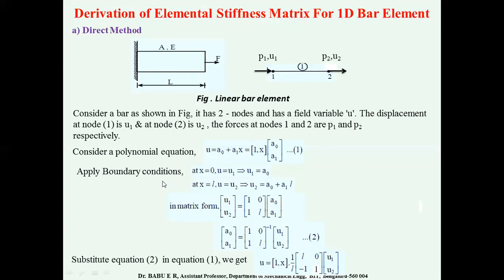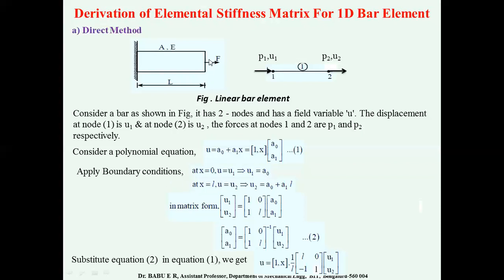Now, applying boundary conditions at node 1, the value of x will be 0. The displacement at node 1 is defined as u1. Now you substitute these two conditions into the polynomial equation. So u becomes u1, x becomes 0. So we'll get u1 equals a0.